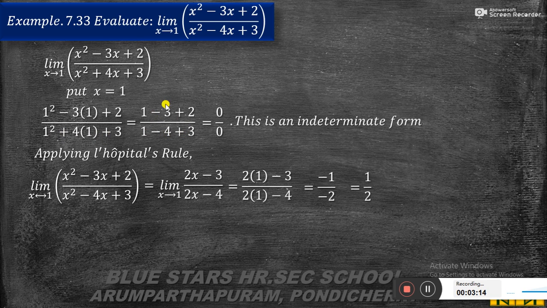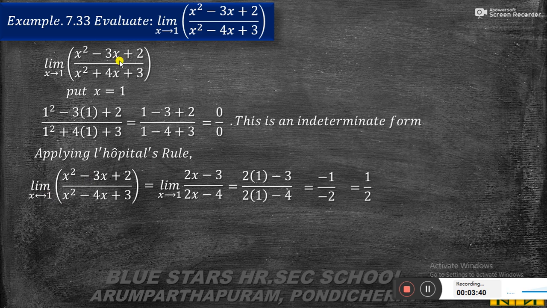In the next step, in the numerator we add the numbers: 1 plus 2 is 3, 3 minus 3 is 0, by 1 plus 3 is 4, 4 minus 4 is 0. So you see 0 by 0 is the indeterminate form. Indeterminate form means there is no answer. This is not an answer. So this is the indeterminate form. After this indeterminate form we apply the L'Hopital rule. L'Hopital rule means we just differentiate the numerator and denominator.